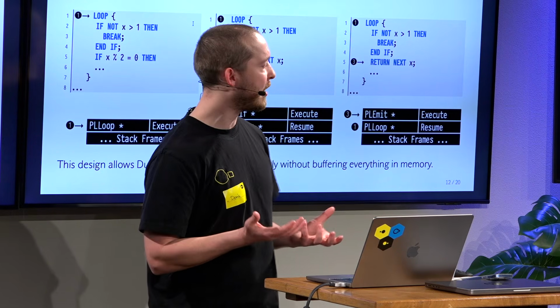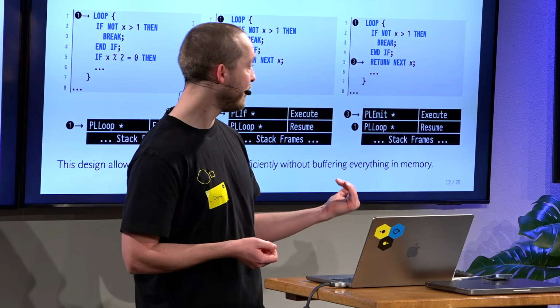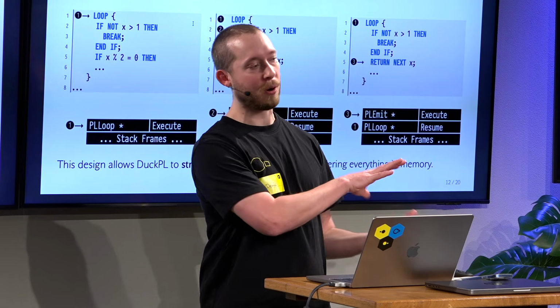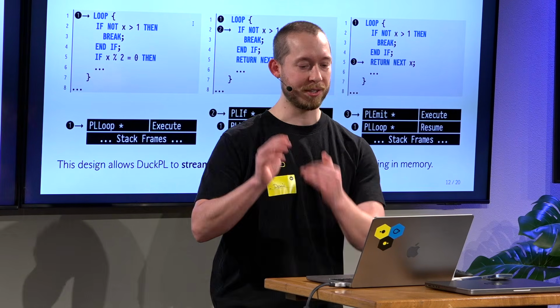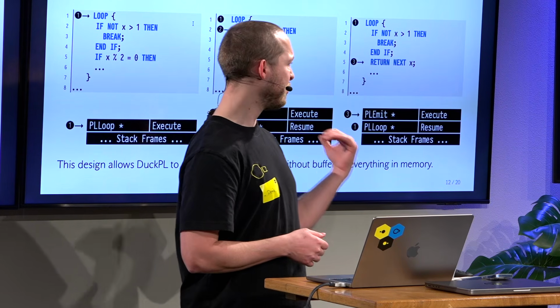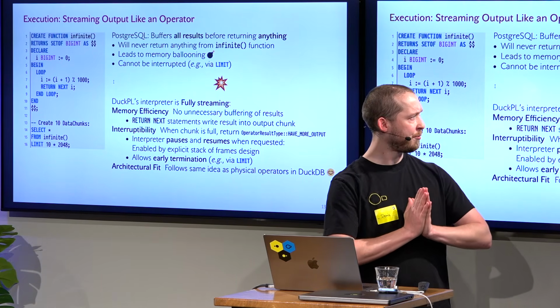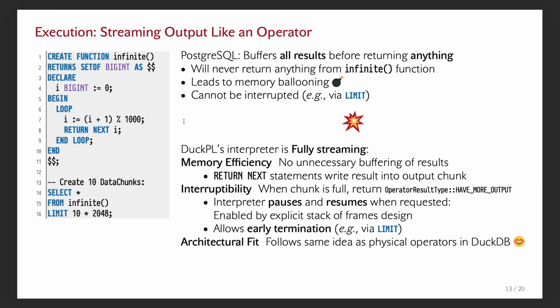And at that point, we can just check if we have space left on the data chunk we are currently filling, which allows us to either pause execution at this point or just append new rows, which allows us to stream results without buffering. And this looks a little bit like this. We have another function here that's the infinite function, which returns a set of bigints, so just a table of numbers, essentially. That's a really nonsensical function, by the way. But what we have is a loop that never terminates, just counts up numbers, and returns values.